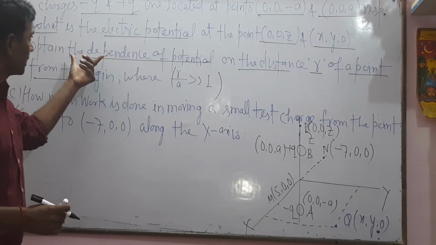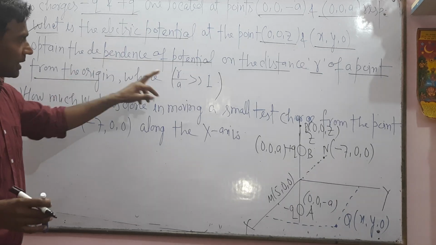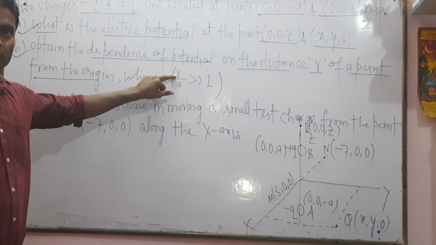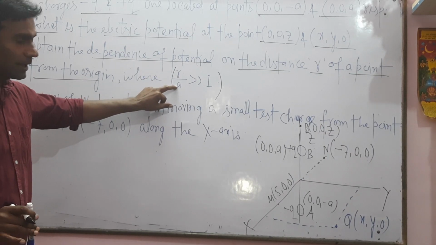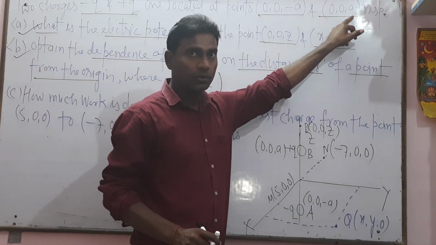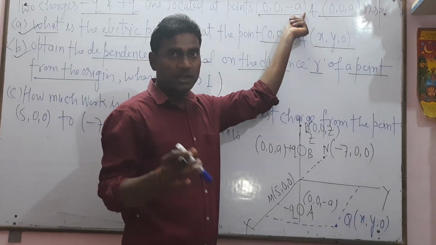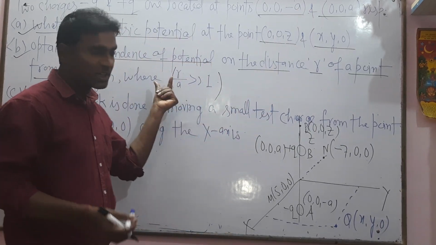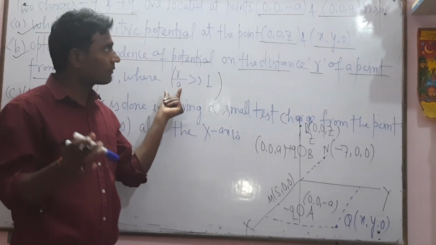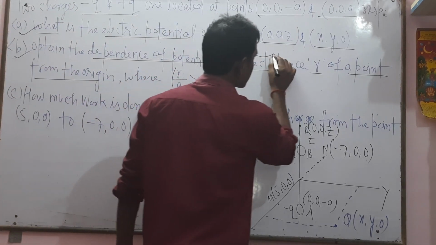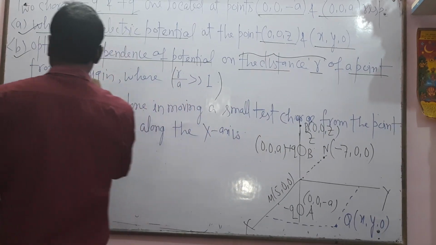That means we need a potential which depends on small r, the distance from the origin, and a is the location of the charges. A is a distance, let us suppose a equal to 4 meter, 10 meter, 15 meter, and r is the position vector from the origin to the given point, the distance small r of a point from the origin.